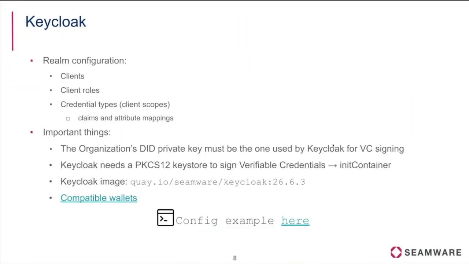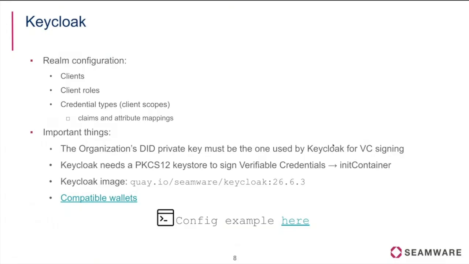Okay, so about Keycloak, as I mentioned, it is common for most of the roles. The complex part of the configuration of Keycloak is the Realm configuration, because the rest is, again, Kubernetes stuff. The things that we need to configure are the client roles, and the credential types in the client scopes, so the claims and attribute mappings. Before going to the configuration in detail, some important things.